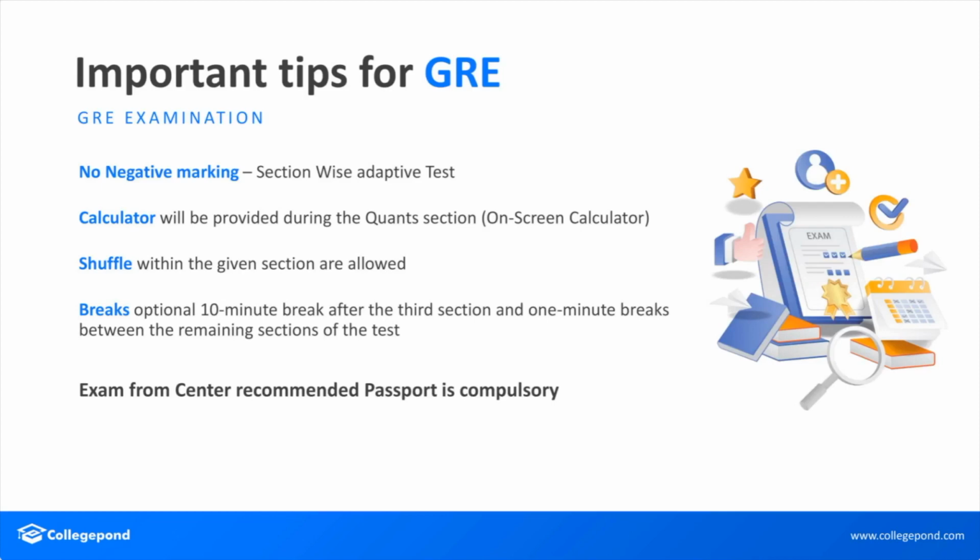A calculator is allowed for quants. It will be normal and not scientific. And again, 90% of the questions can be solved without a calculator. Within one section, you can go from question 1, 3, 20, 19, 4, 5. That's completely fine, but you cannot traverse across sections. You cannot go from section 1 to section 2 and come back to the same section. The moment you quit a section, you can't come back to it. You will get a 10-minute break after the third section and then 1-minute breaks after the remaining sections. Second, taking the exam from the center is recommended.